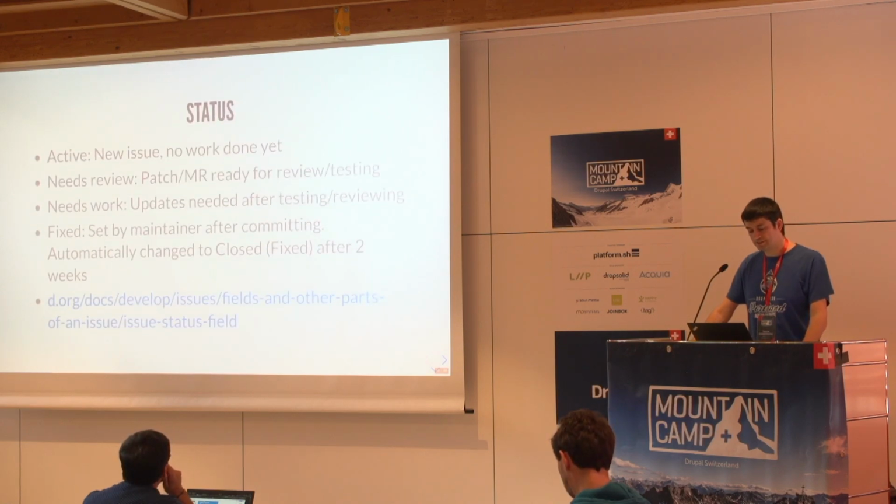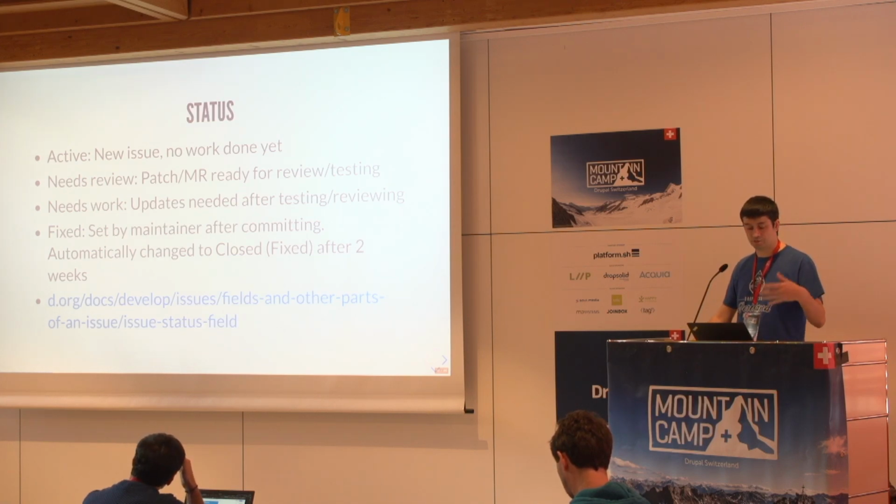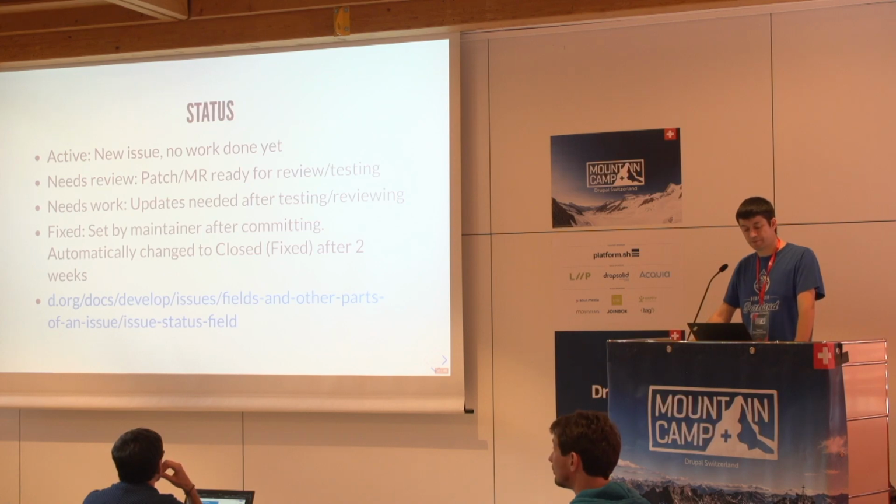For the status, there are a few more, but these 4 are the basic workflow. A new issue starts as active. When you contribute something, that's usually a patch or a merge request, then it needs review, but it can also be an image or whatever. If there is feedback from tests or from user reviews, it's set back to needs work, which indicates that there needs to be more stuff done on it. And then eventually, for anything that's code changes, it's getting set to fixed when committed by the maintainer.